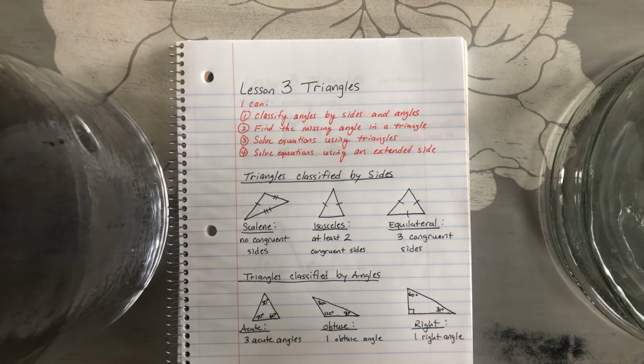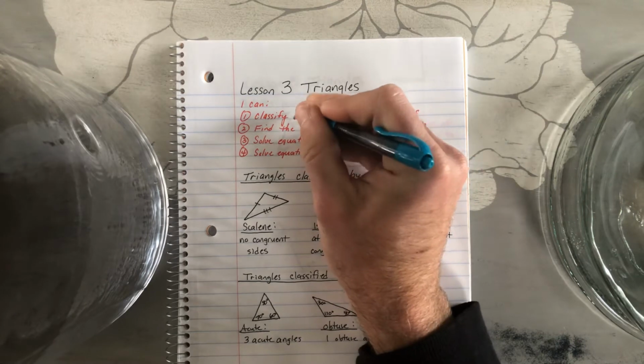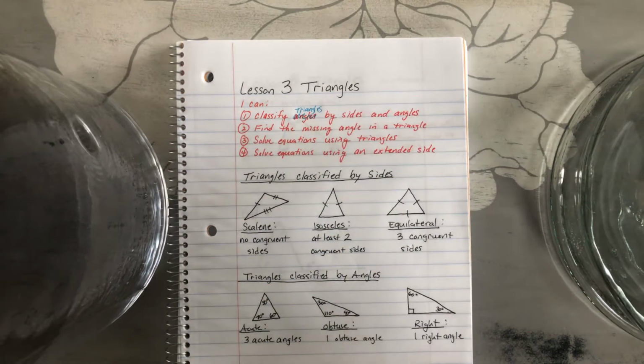Lesson 3 is titled Triangles, and today's goals are you'll be able to classify triangles by their sides and angles. Find the missing angle in a triangle. Solve equations using triangles. Solve equations using an extended side.